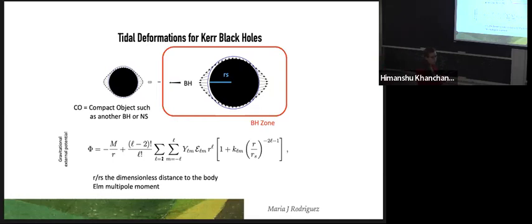And this is a weak field expansion, so this k could be a k of E that then becomes a constant term when E is small. E_lm. Yes, in this approximation, yeah.